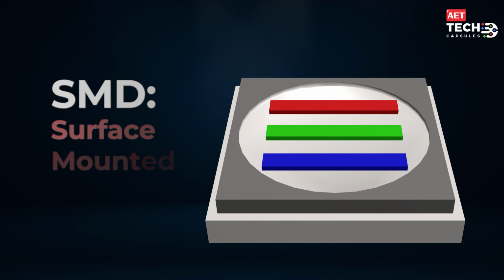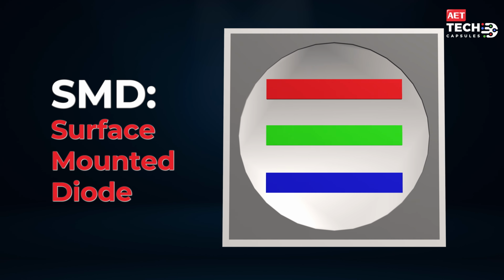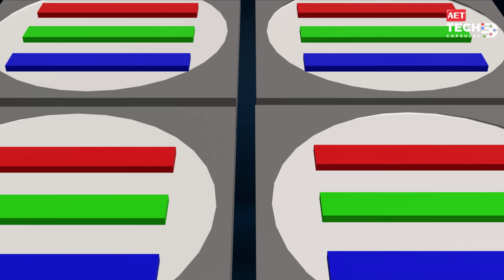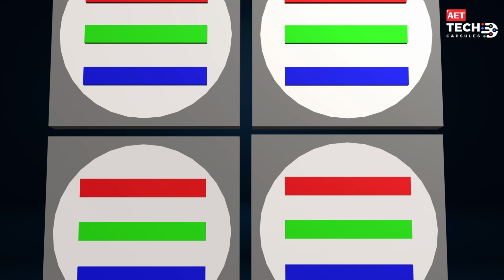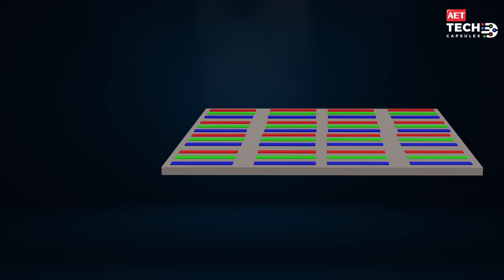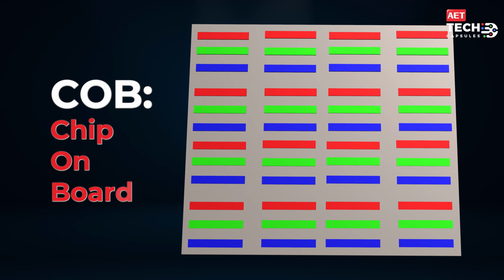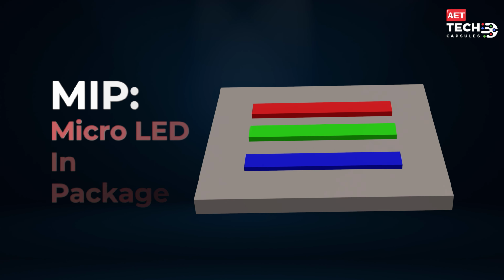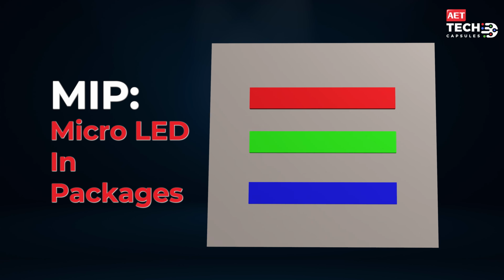The next packaging that came is called SMD, surface mount diode or surface mount devices. Next came integrated matrix devices, or integrated matrix diodes, which is IMD. Further on, the technology evolved and came to COB, chip on board. Things were to be made sharper, and another packaging technology came, called MIP, which is micro LED in packages.